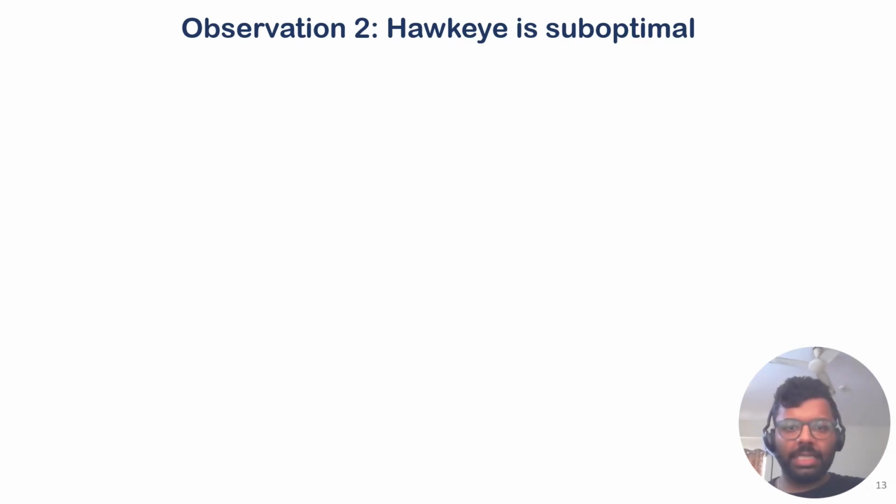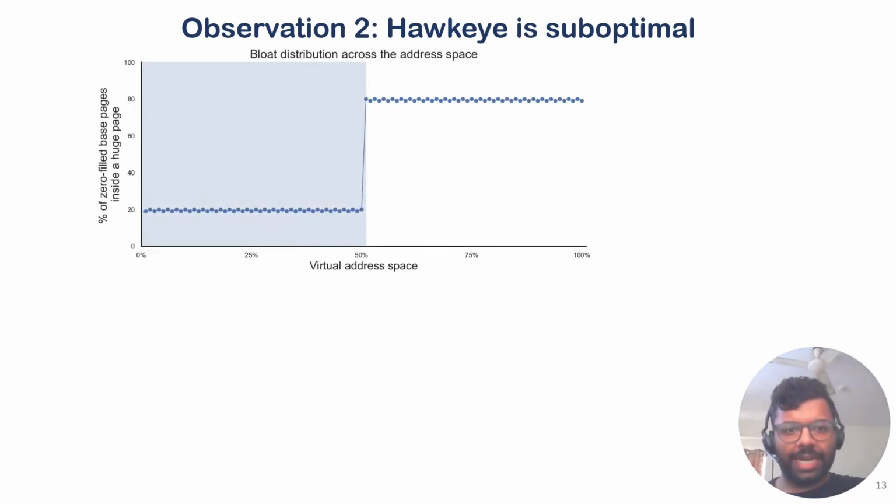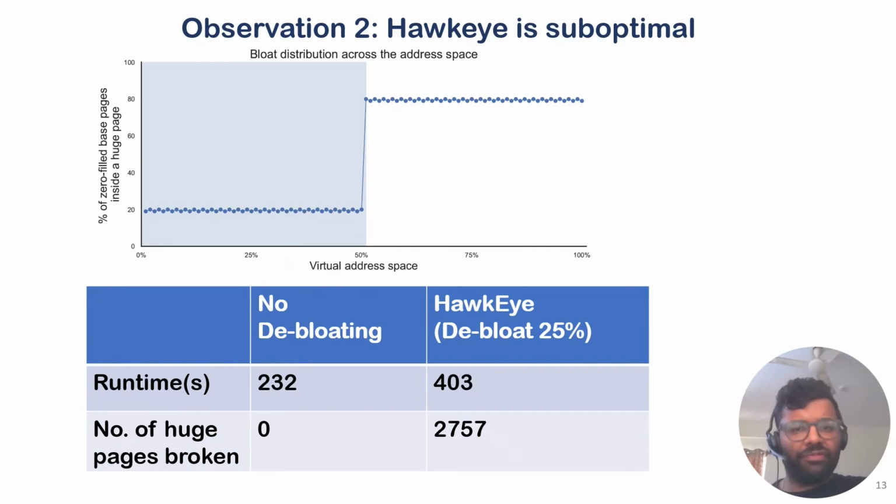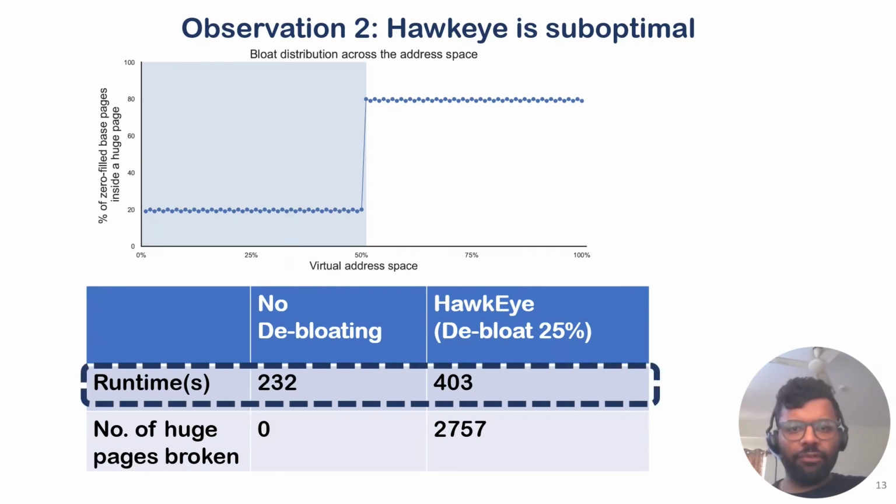To illustrate why HawkEye is suboptimal, we performed an experiment with a synthetic micro-benchmark that demonstrates uneven memory bloat. The graph on this slide shows that memory bloat is low in the first half of the address space and high in the second half. We used HawkEye to de-bloat 25% of the memory and compared its performance to a no de-bloating scenario. By de-bloating 25%, we mean that if an application uses 8 GB of memory, we reclaim 2 GB of zero-filled pages. We found that HawkEye resulted in a 74% slowdown compared to no de-bloating.